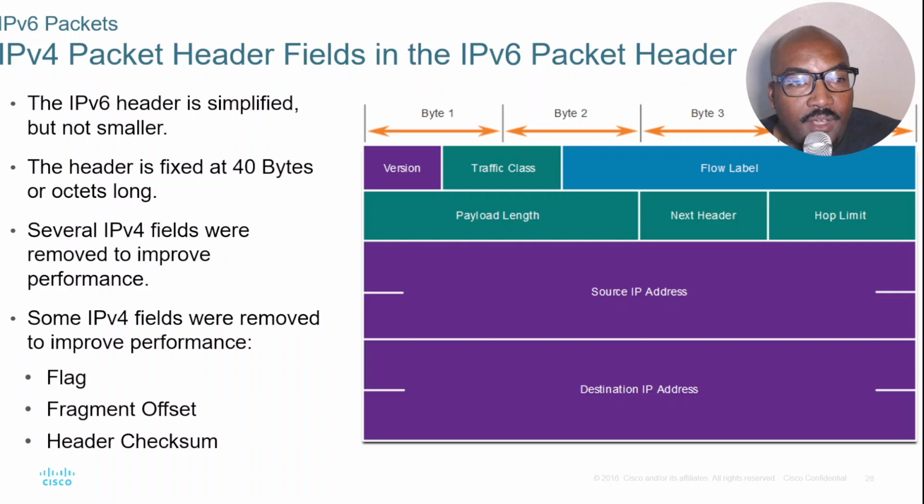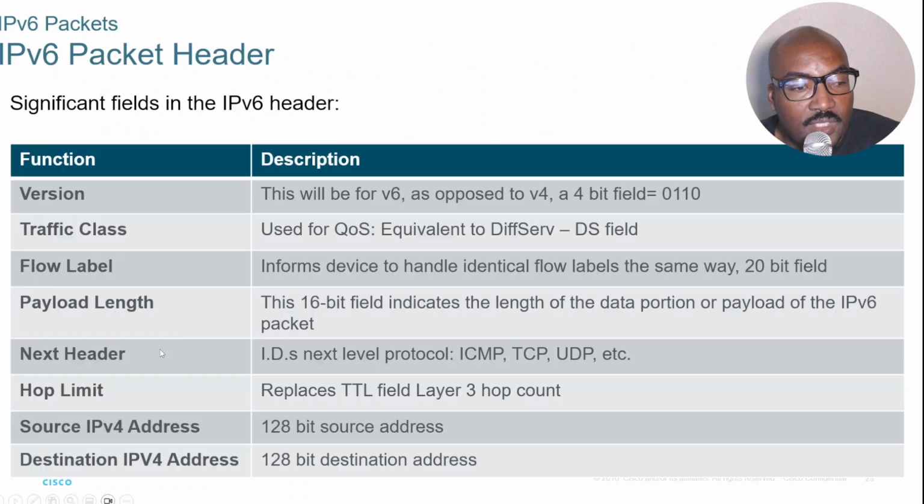IP version 4 packet header fields in the IP version 6 packet header. So the IP version 6 header is simplified but not smaller. So as you can see, this is definitely a lot bigger, but at the same time, it's not smaller, right? IP version 4 fields were removed to improve performance. Some IP version 4 fields are removed to improve performance: flag, fragment offset, and the header checksum.